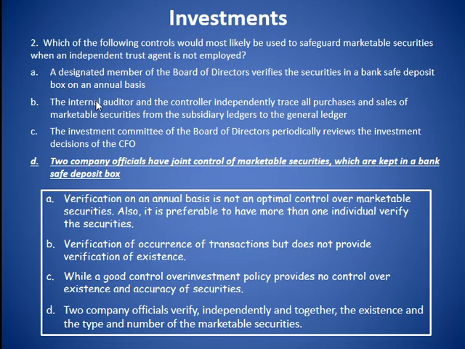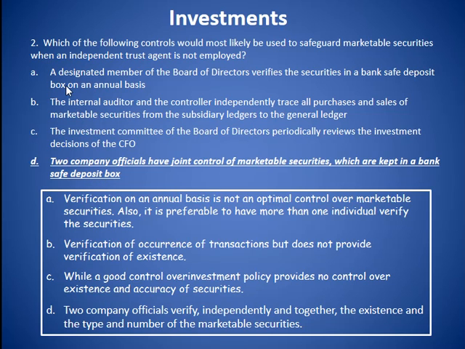Okay, number 2. Which of the following controls would most likely be used to safeguard marketable securities when an independent trust agent is not employed? The answer in this case is two company officials have joint control of marketable securities, which should be kept in a bank safe deposit box. In other words, it shouldn't be kept at the company's location, it should be kept at the bank.